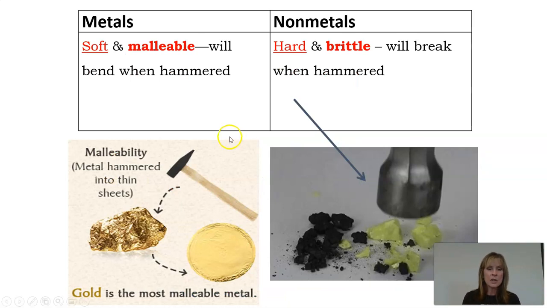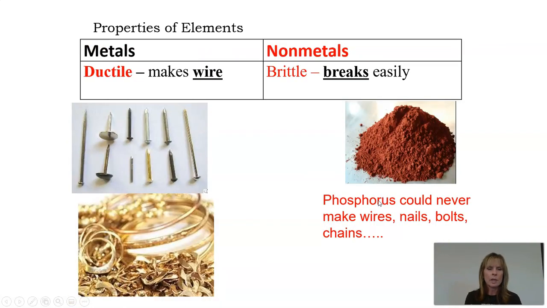Metals tend to be soft and malleable. You can bend them with a hammer. Non-metals won't bend. What they'll do is break when they're hammered. They're really brittle and they'll break like that. Metals can be made into wire, so they are ductile. That's what ductile means: it can be made into wire. And non-metals break very easily, so they are brittle. That's what brittle means.